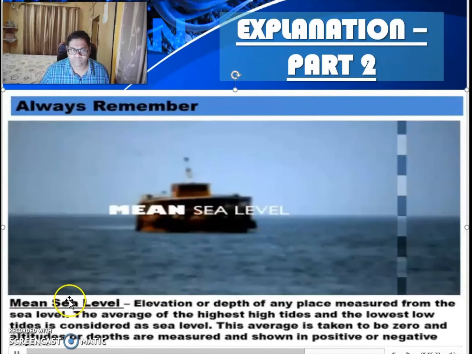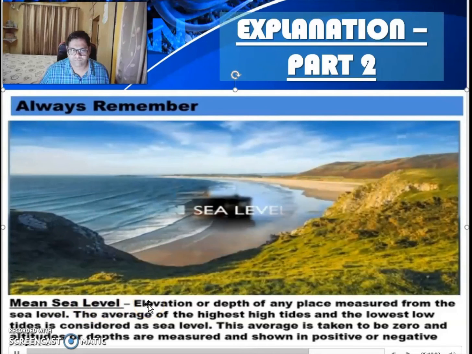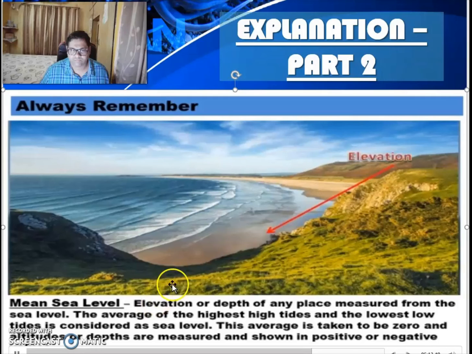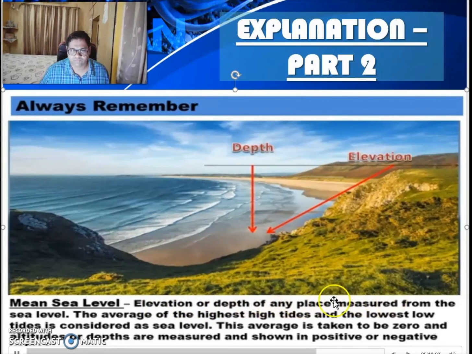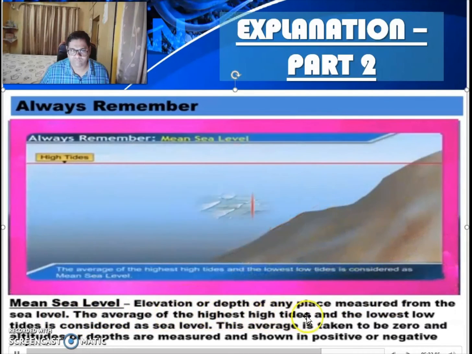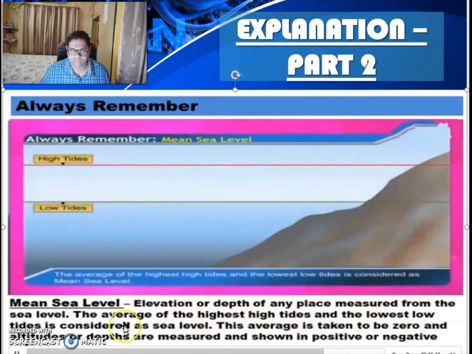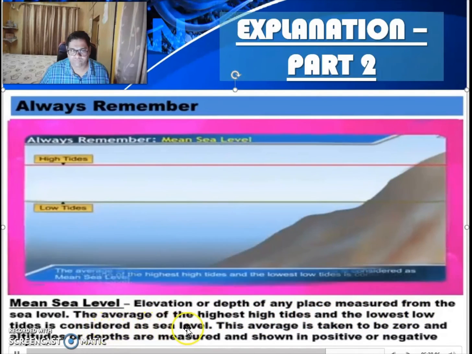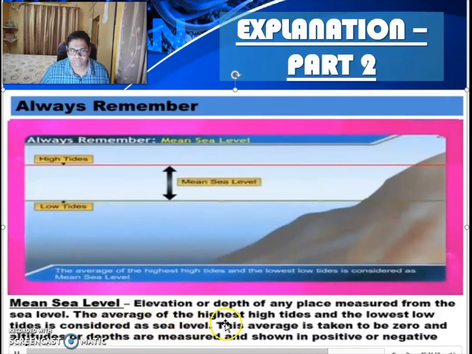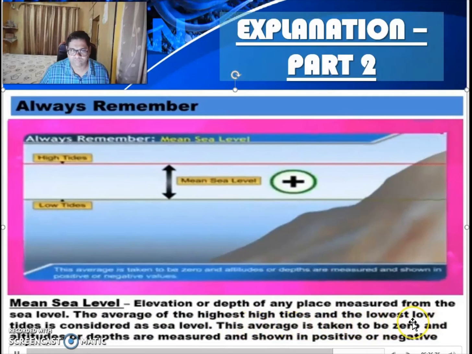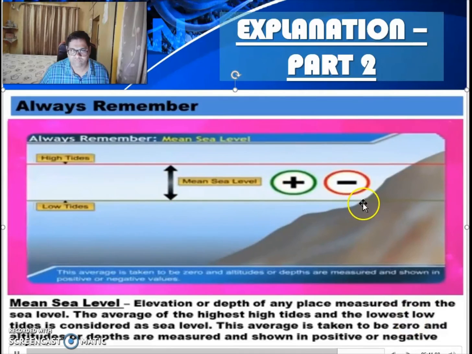Always remember mean sea level. What is meant by mean sea level? Elevation or depth of any place measured from the sea level. The average of the highest high tides and the lowest low tides is considered as sea level. This average is taken to be the zero altitude, and the depths are measured and shown in positive or negative values.